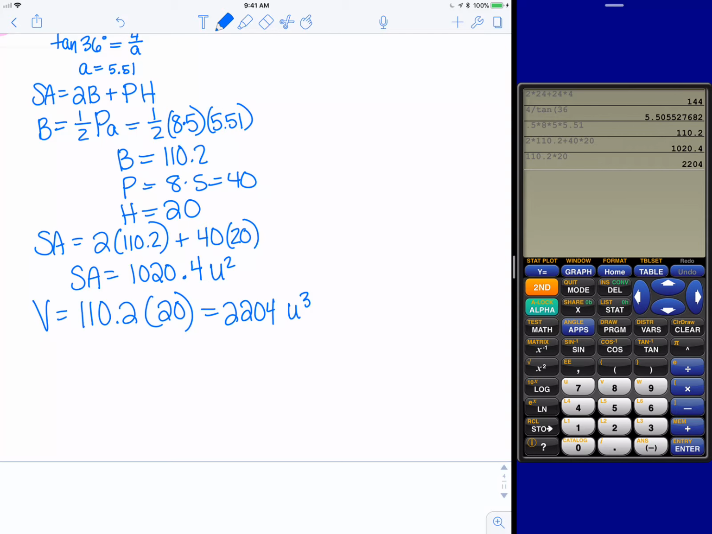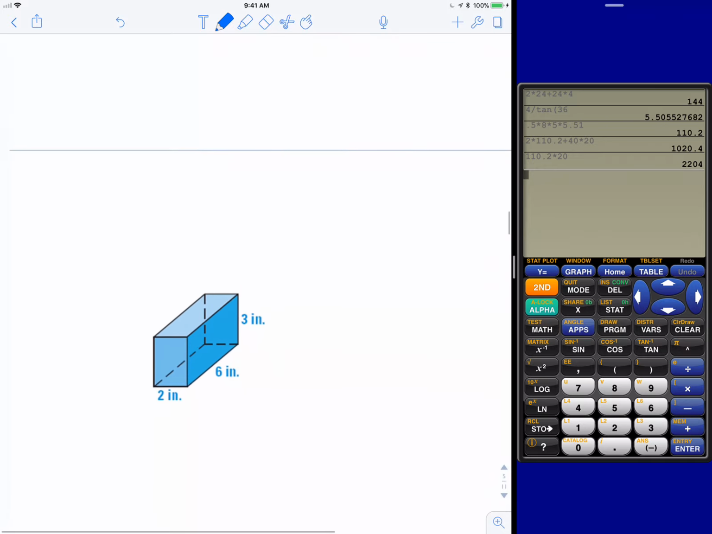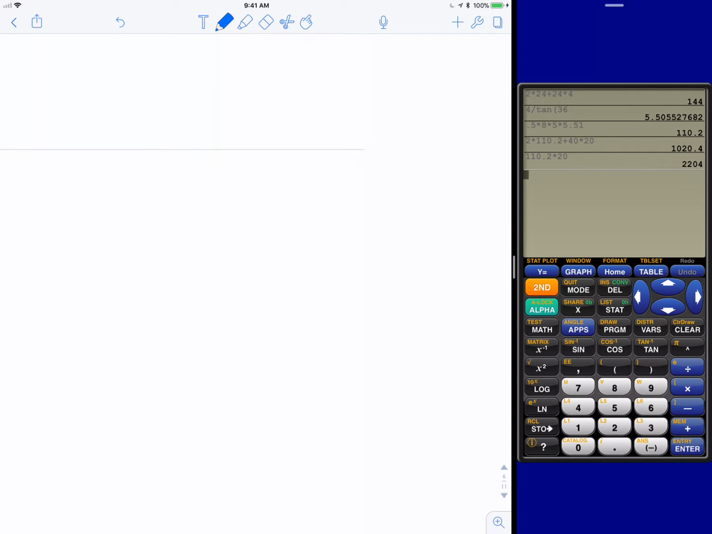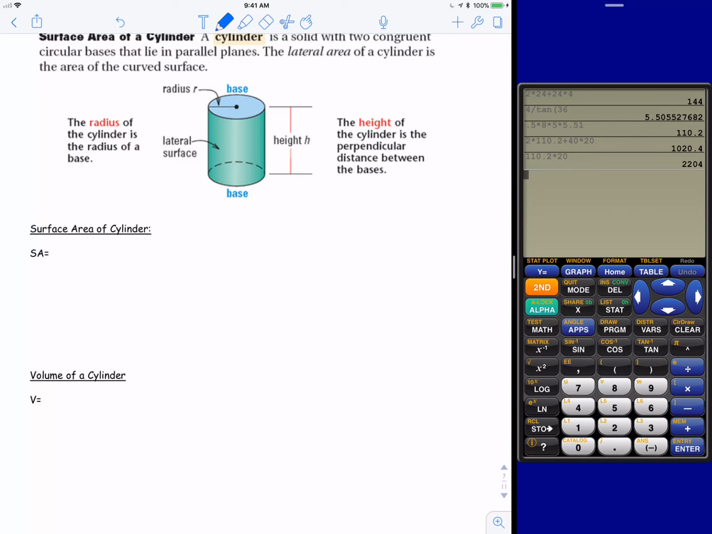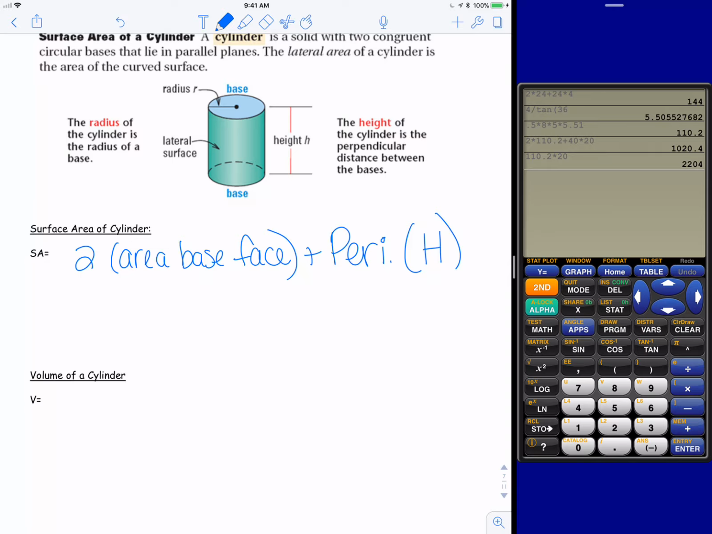Okay, now let's go ahead and move on to cylinders. So if you skip to the cylinders page at this point, with the cylinder we need to know the radius of the base face, which is a circle, and we need to know the height, so that's the distance between those two circular bases. Technically we could use 2 times the area of the base face and then add the perimeter of the base face multiplied by the height, but we change up this formula a little bit because the base face does not change its shape.